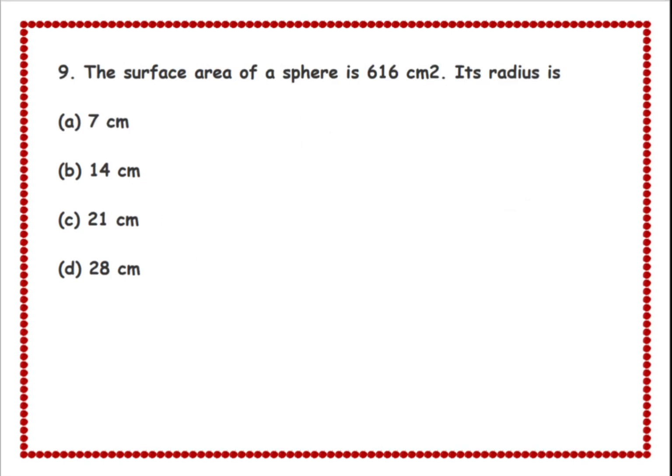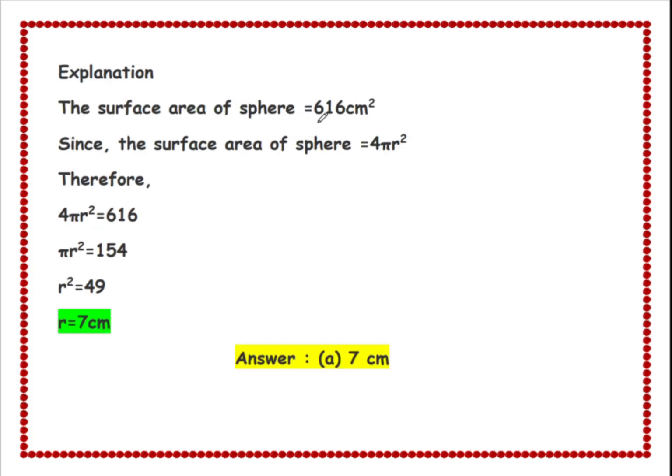Question number 9. The surface area of a sphere is 616 square centimeter. Then its radius is. Given surface area of sphere is 616 square centimeter, we need to find out the radius. We know that the surface area of sphere is 4 pi r square. Given the surface area is 616, therefore 4 pi r square equals 616. Now pi r square equals 4 times 154 is 616. Therefore pi r square equals 154.